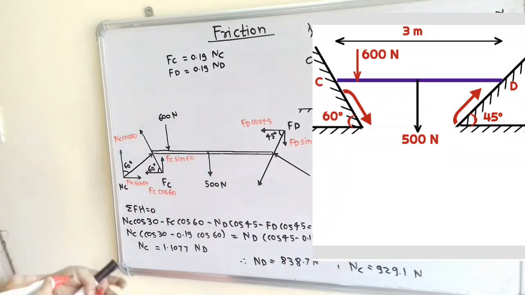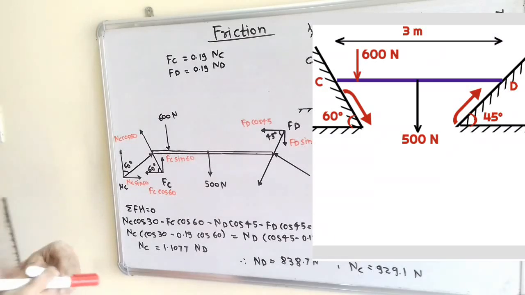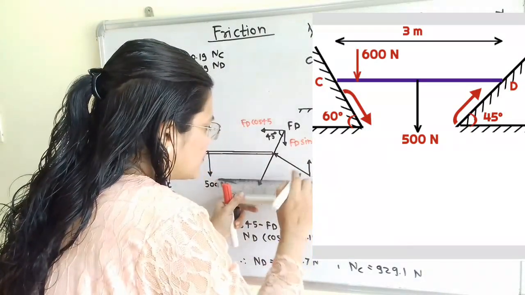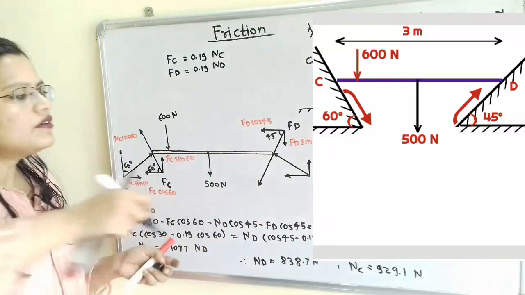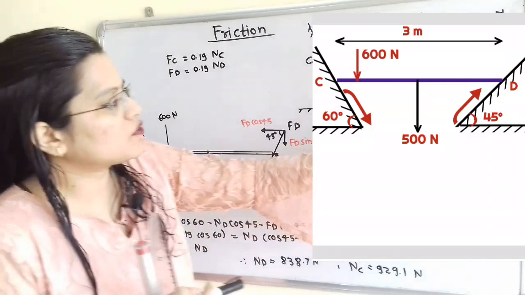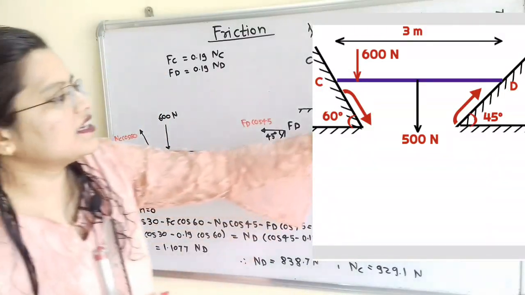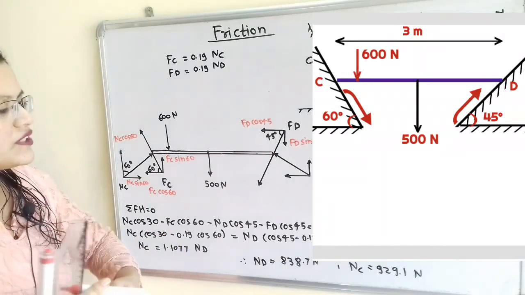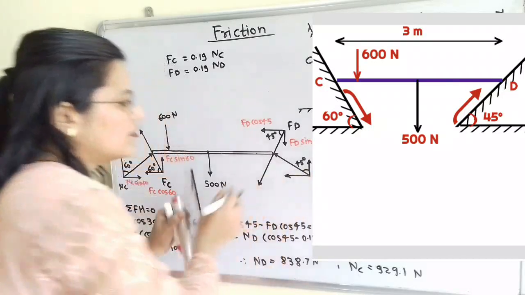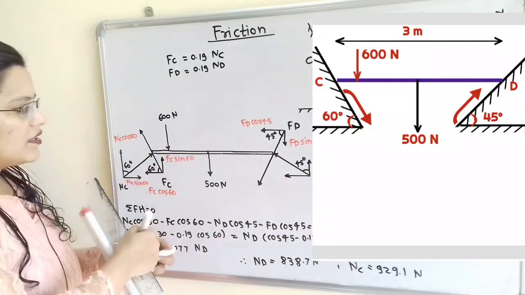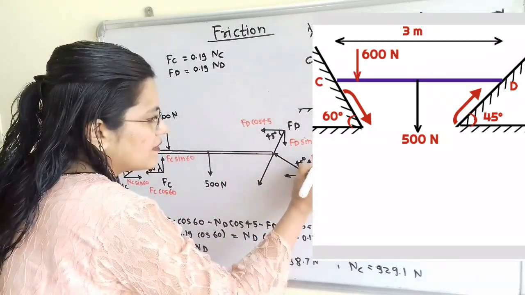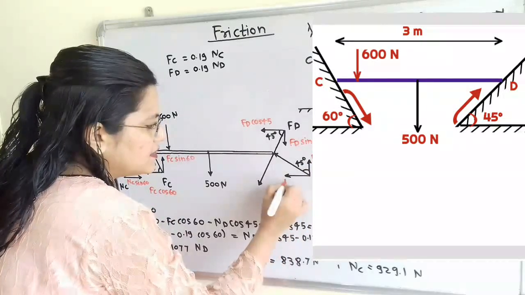Now we will move to ND. ND also we have to resolve into horizontal and vertical components. So here is vertical and here is horizontal. Now this ND is perpendicular to the inclined surface and this vertical component is perpendicular to the horizontal surface. So the angle between these two is 45 degrees. So again we show here that the vertical component of ND is ND cos 45 and here ND sin 45.